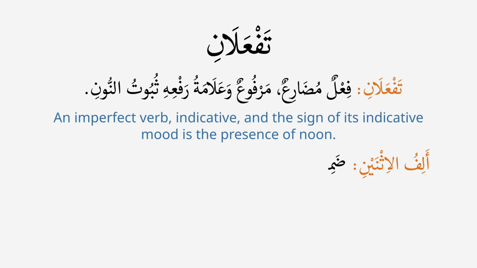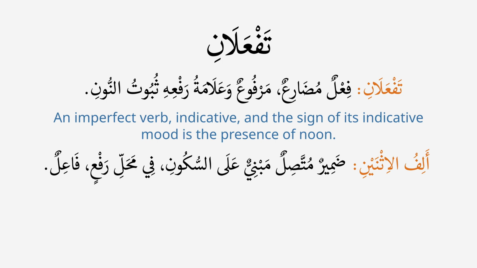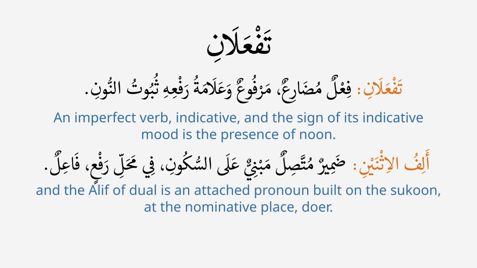وألف الاثنين ضمير متصل مبني على السكون في محل رفع فاعل, meaning and the alif of dual is an attached pronoun built on the sukun at the nominative place, doer. So تفعلان means you two do.